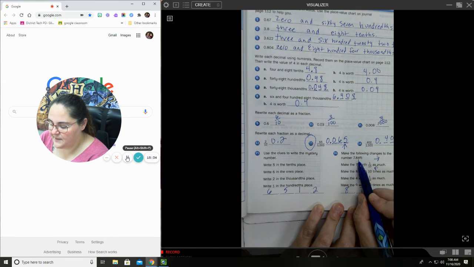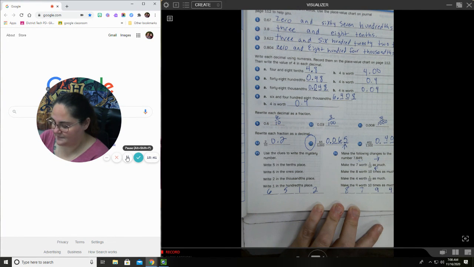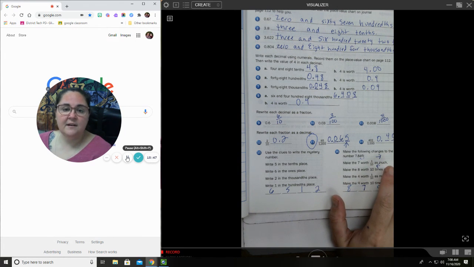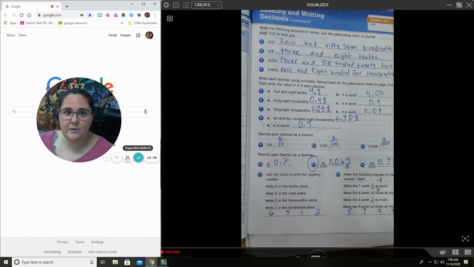The 4 is 1/10 as much. It needs to go this way. And the 9 is 10 times as much. It needs to go here. This is tricky. We will work on this a lot more this quarter. This should be pretty similar to what we did earlier in the year, so it's just a little bit of review because it does go with decimals. But it's the same concept. So we're going to work on this a little bit more.